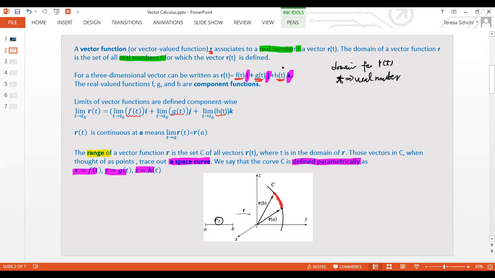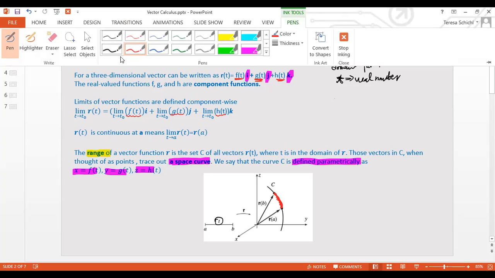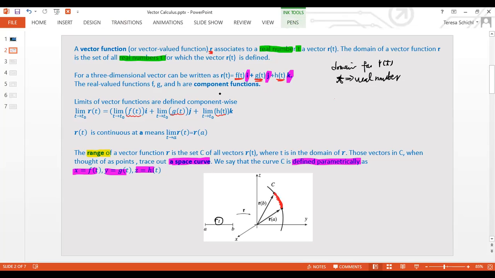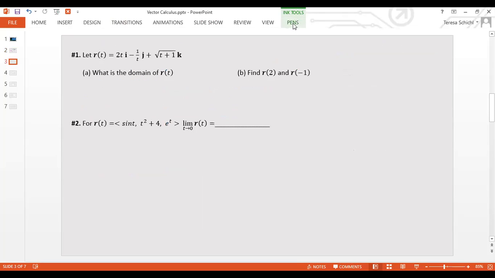It's just like the parametric function we defined in R2. A while ago we said x equals sine theta, y equals cosine theta, and they generate circles, right? So this definition is quite simple. Let's take a look at some examples.